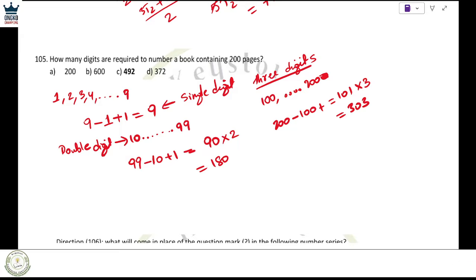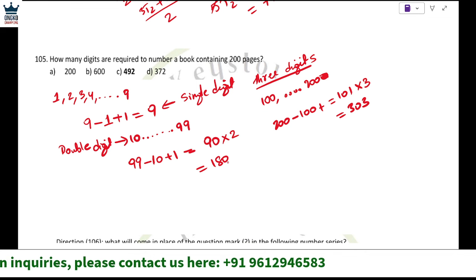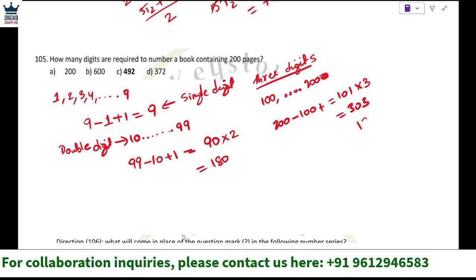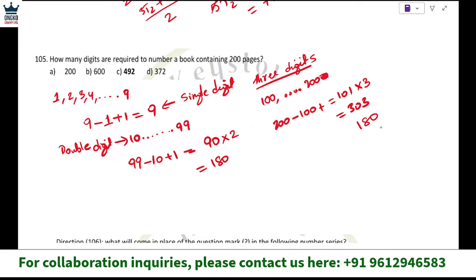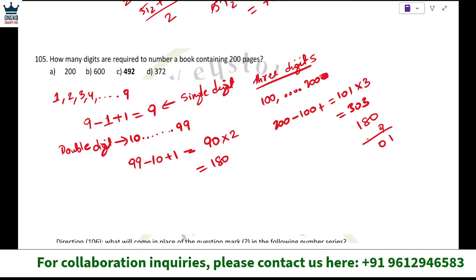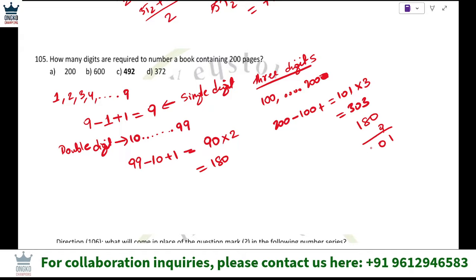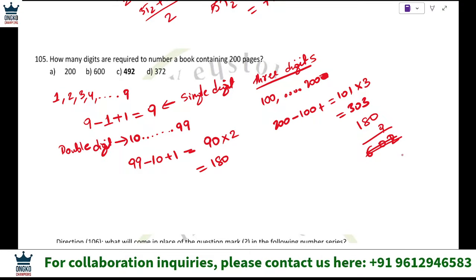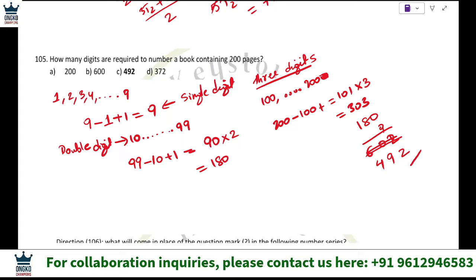For 2 digit numbers we have 180 digits, and for single digit numbers we have 9. So here we have 303, 180, and 9. Adding them: 9 plus 3 will give us 12, write 2 and carry 1. Then 1 plus 8 plus 0 plus 1 gives 9, and this will give us 4. So 492 is the answer.